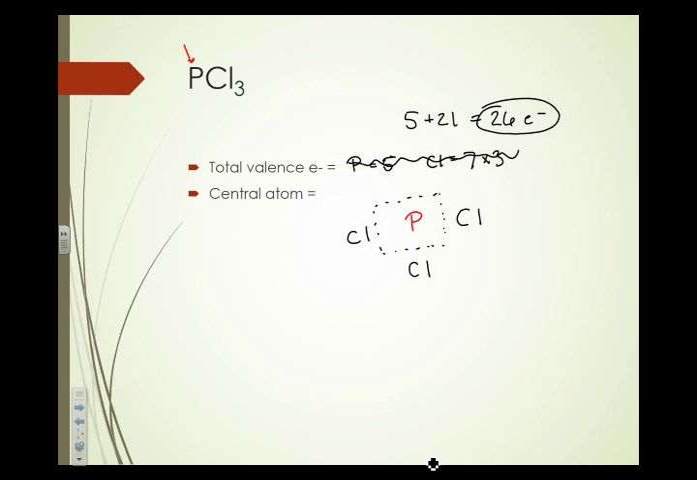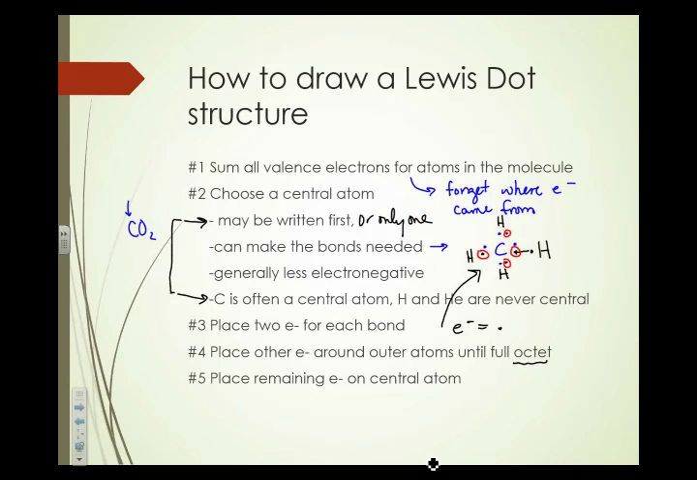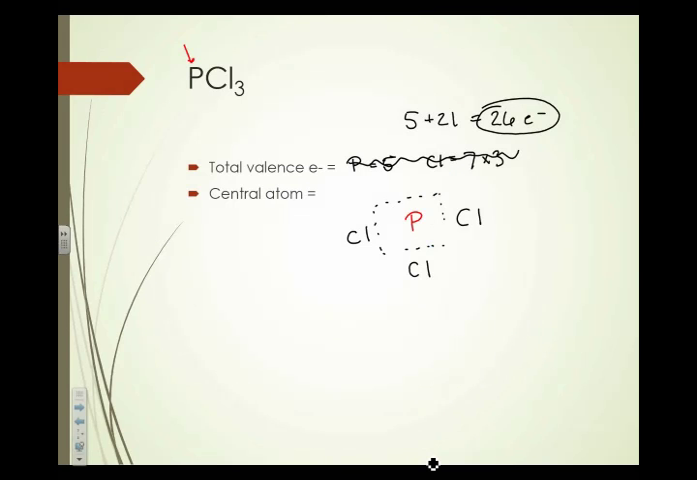Next, if we check our list here, we're down to number 3: we want to place 2 electrons for each bond. So I'm going to take these 26 electrons, and I'm going to start putting them on my molecule. I see that I have a bond here, so there's 2 electrons in that bond. And I have a bond here, so there's 2 electrons for that bond. And then I've got a bond here between this phosphorus and this chlorine, and that takes care of those electrons. That removed 6 electrons from my collection.